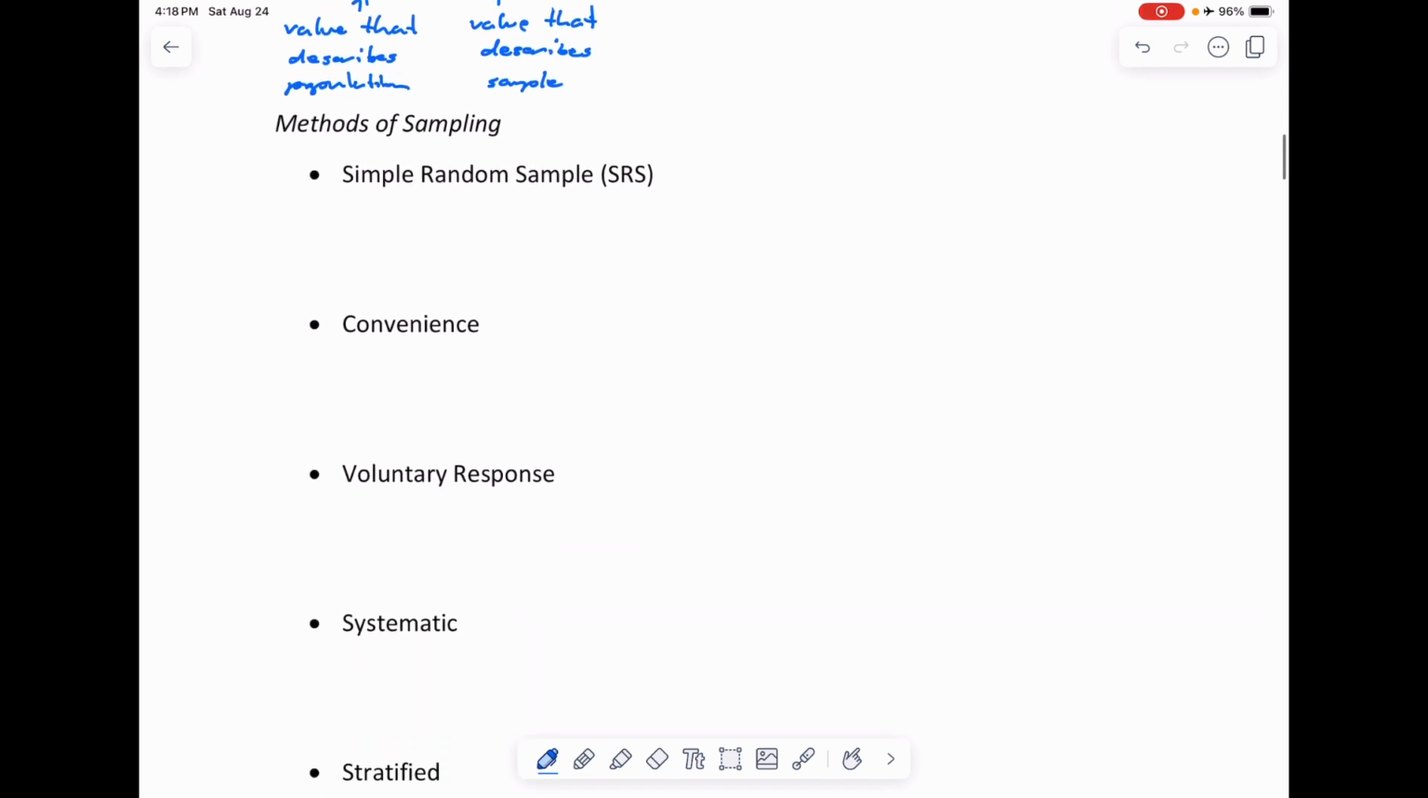Okay, let's talk about those different ways of sampling that I referred to earlier. There are other ways to sample as well. These are just some of the more major, more common ways. The first and foremost is what is called a simple random sample. In a simple random sample, you take all of the elements and you number all of the items, whether it's people or things or whatever, 1 to N, N being the population size.